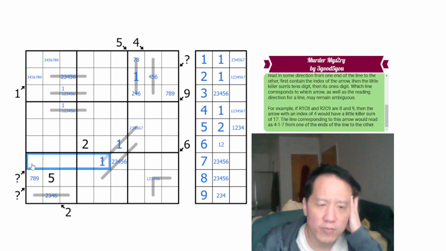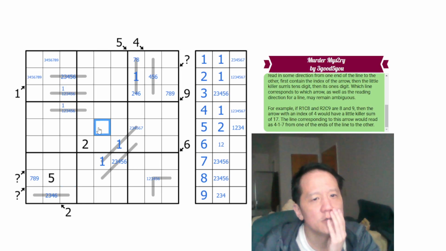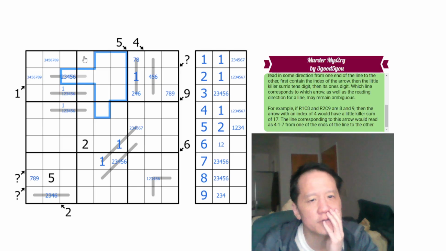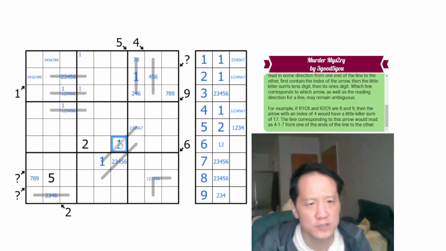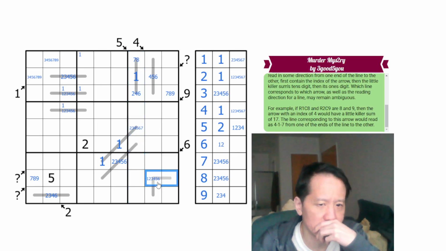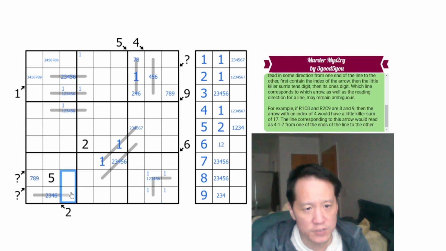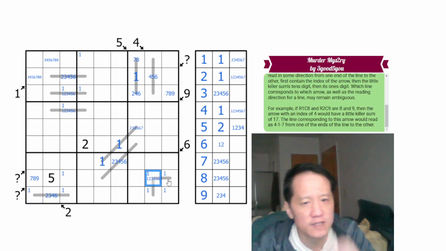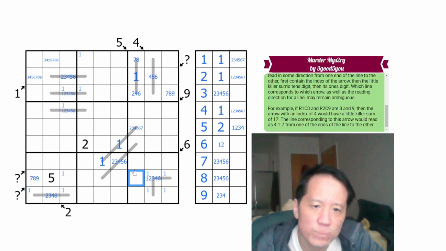This can't be 1. It could be 21 here. This can't be 1. This can't be 1. So 1 has to be one of these 2 digits. This can't be 1. So 1 has to be one of these 4 digits. And then 1 has to be one of these 3. This can't be 5. So this corresponds to this 1, obviously.